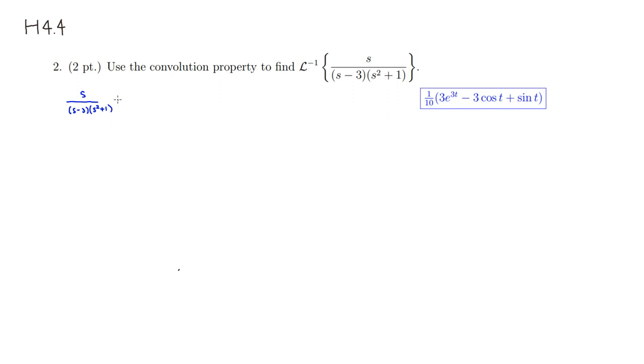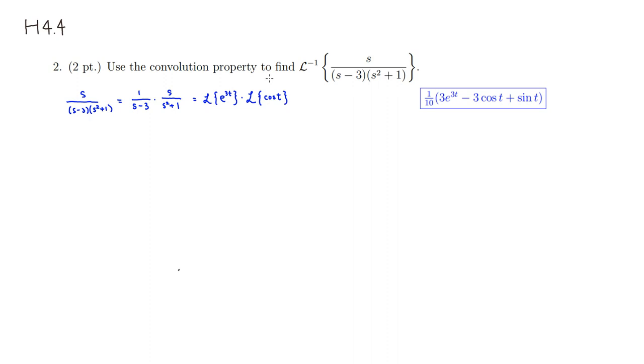I'm going to split this into 1 over S minus 3, times S over S squared plus 1. So this is going to be equal to the Laplace transform of e to the 3t multiplied by the Laplace transform of cosine of t.